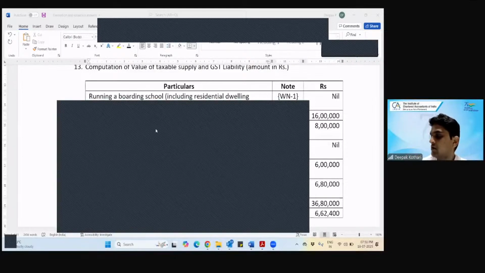No need to add GST amount. No, you don't have to add, because the question is what is the GST payable, not for each service. So what is the total taxable value and what is the GST payable on that? That should be sufficient. I answered your question, Asta. If it is not a temporary stay, then it is a permanent stay. If it is a permanent stay, then it is residential dwelling, and residential dwelling will be exempted.